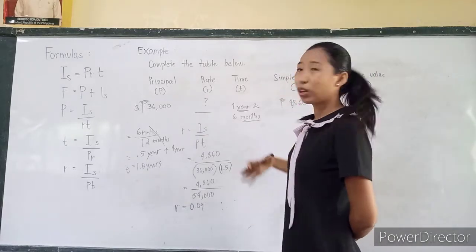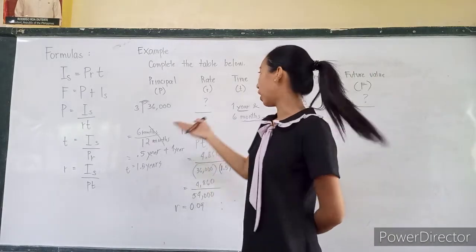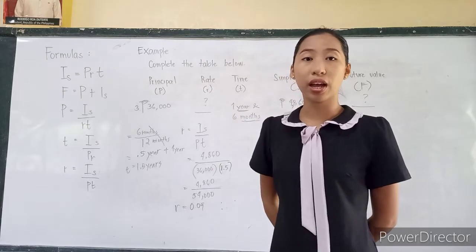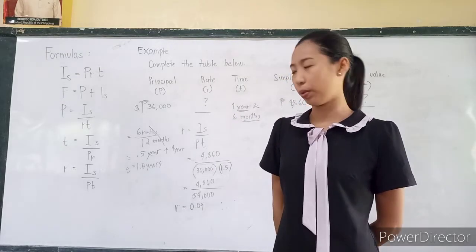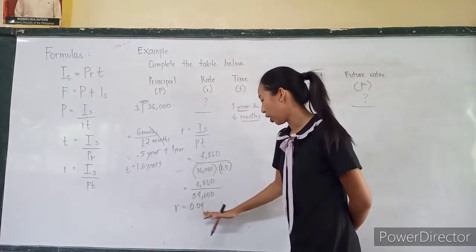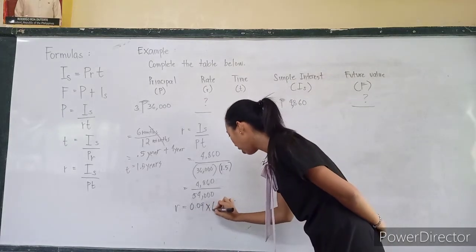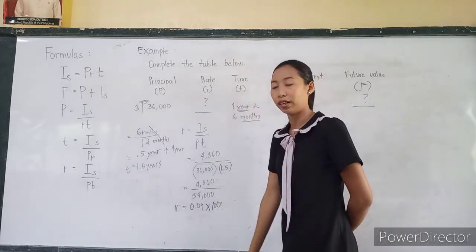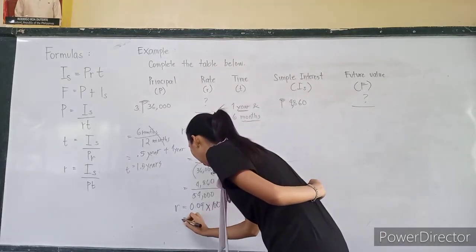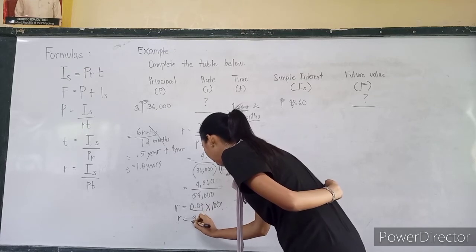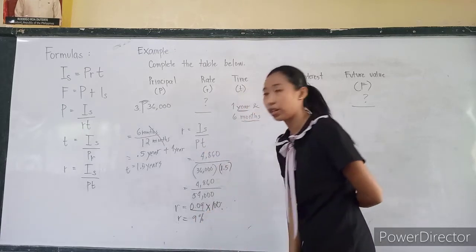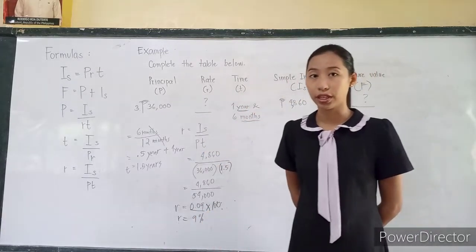So kung ato napansin kanina, dapat no kasagaran ang gamiton nga rate is percentage, no? So naka-percent siya, naka-percent form. So atong buhaton is kani siya ato nang i-times sa 100. Alright? So ang final answer nato nga rate is pwede kani or 9%. So your interest rate is 9%.